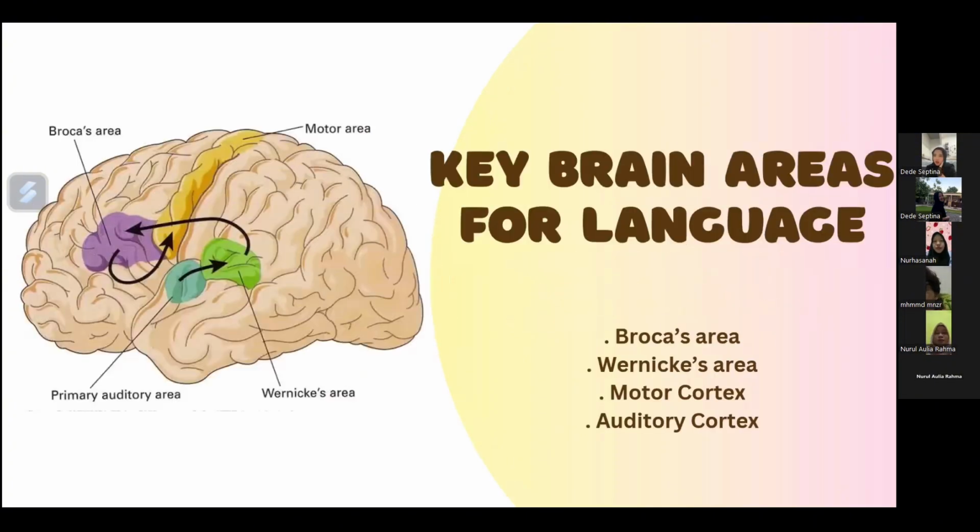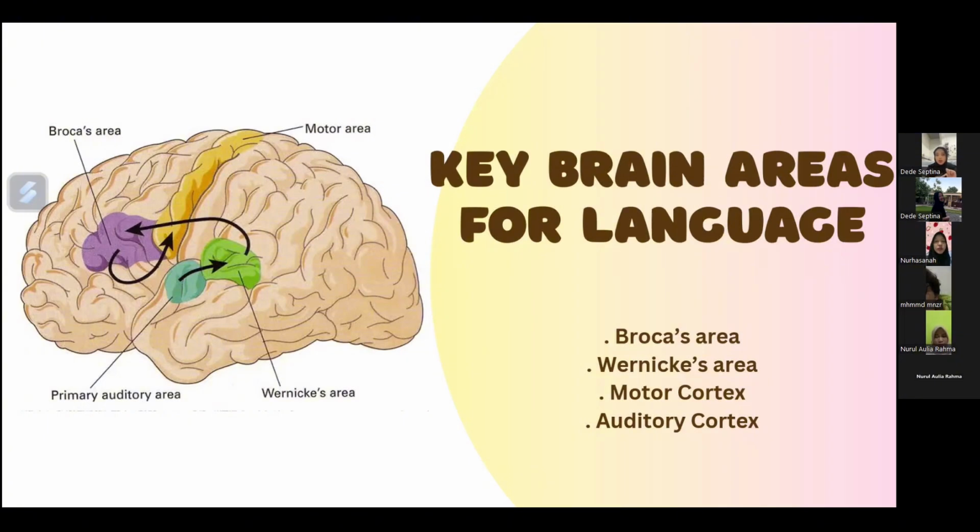Okay, so today I will talk about the key brain areas for language. Language processing in the brain involves different areas that work together to help us speak, understand, read, and write. So there is no single language center. Instead, language depends on a network of brain areas. The most important ones are Broca's area.